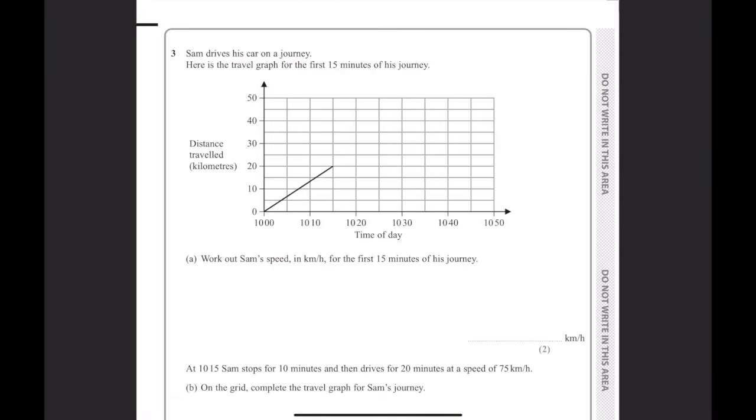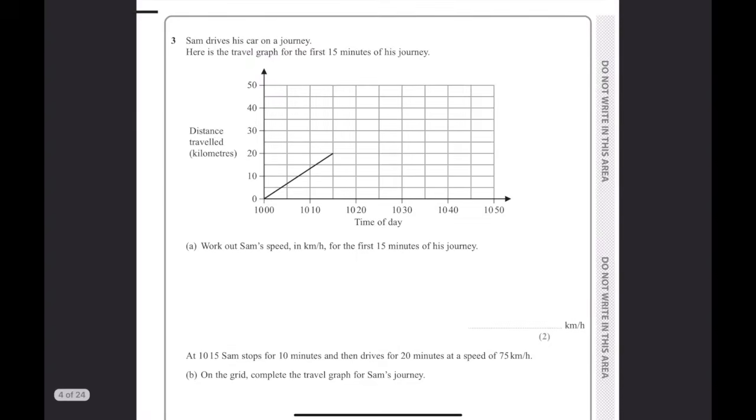Sam drives his car on a journey. Here is the travel graph for the first 15 minutes of his journey. Work out his speed in kilometers per hour for the first 15 minutes of his journey. So the way we would do speed is basically the gradient of this line. So as you can see, Sam covers 20 kilometers, so that would be his change in the y, and his change in the x would be 0.25 hours because that is 15 minutes. So 20 divided by 0.25 is going to be 80 kilometers per hour.